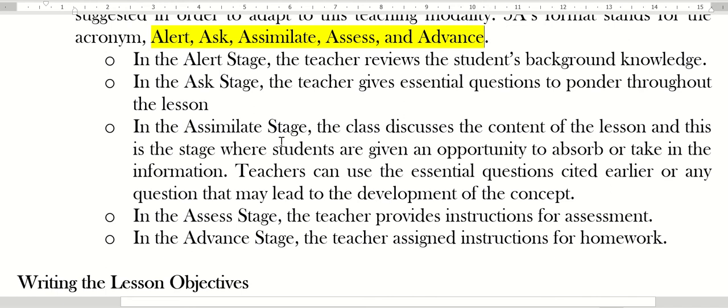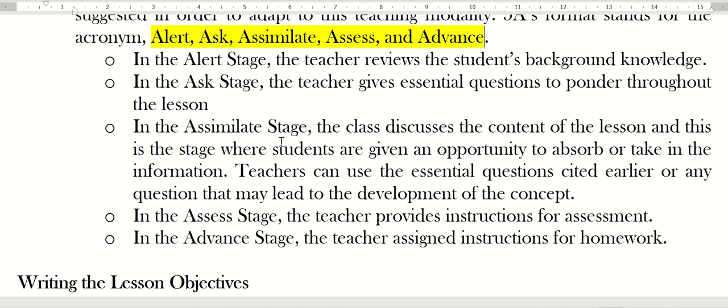The class discusses the content of the lesson, and this is the stage where the students are given an opportunity to absorb or take in the information. So the teacher here can now use the essential question raised in the ask stage, or raised earlier, or any question that may lead to the development of the concept. Later I will provide a sample comparing the 7E's and 5A's.